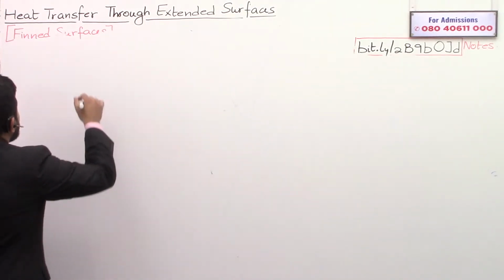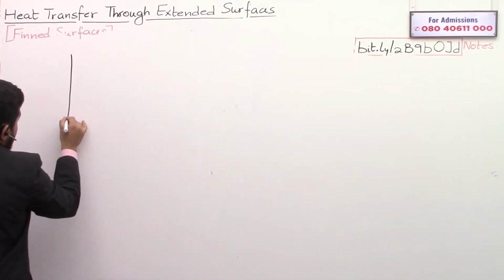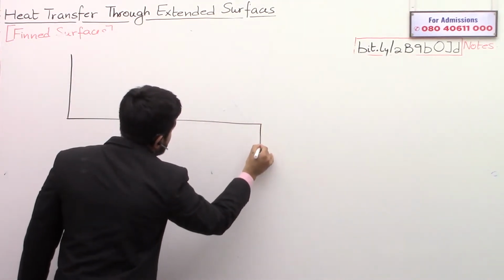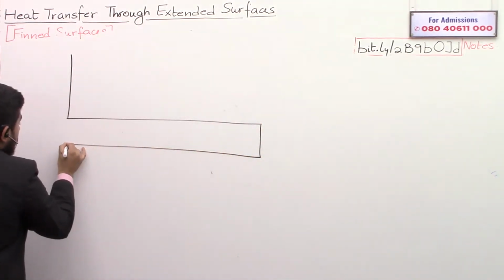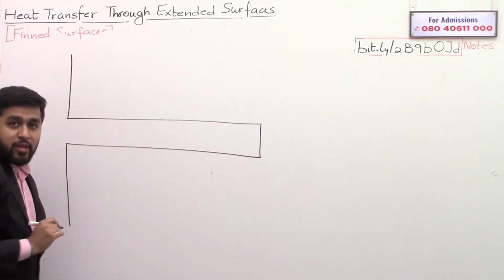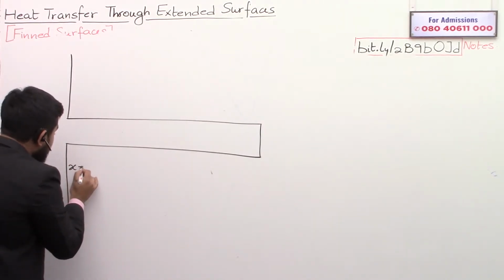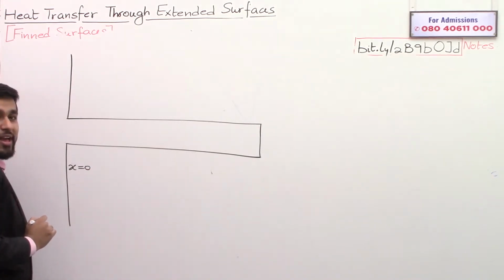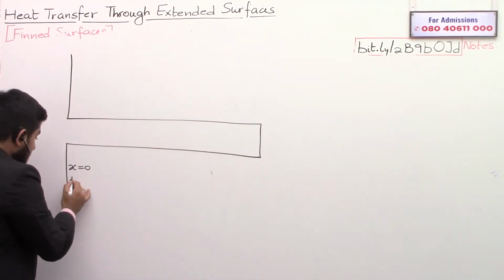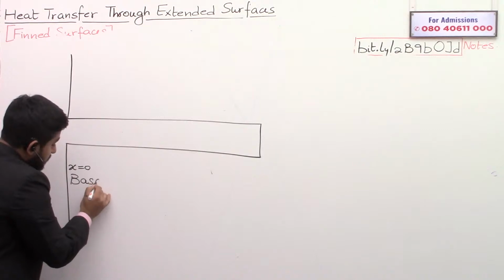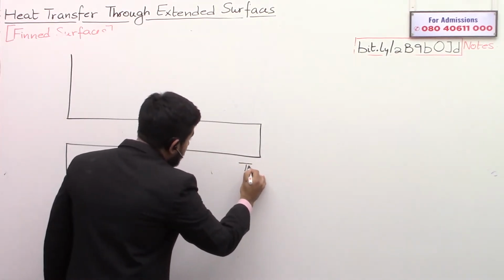So let us see what the other method is. This is your fin. Please note, I'm showing only the 2D figure. I hope there won't be any problem; we will be able to make out in 3D also. So what we have is, this is the base, x equal to 0, and this is the tip, x equal to L.